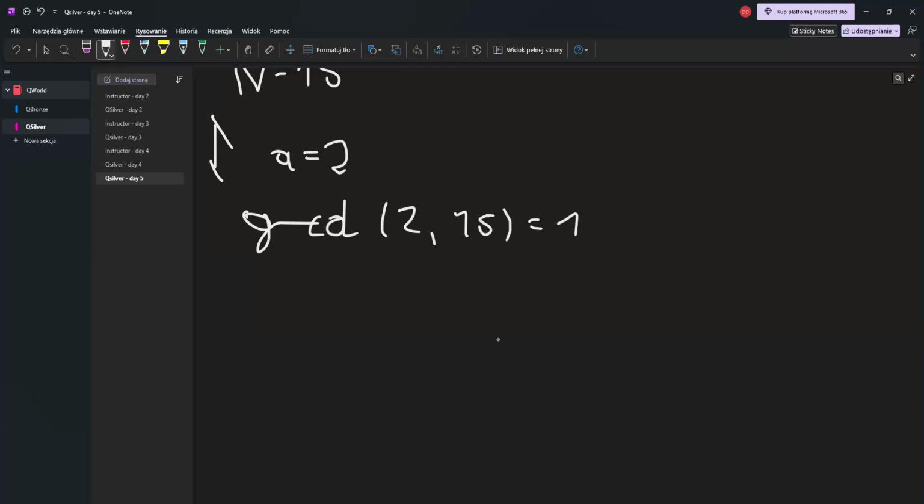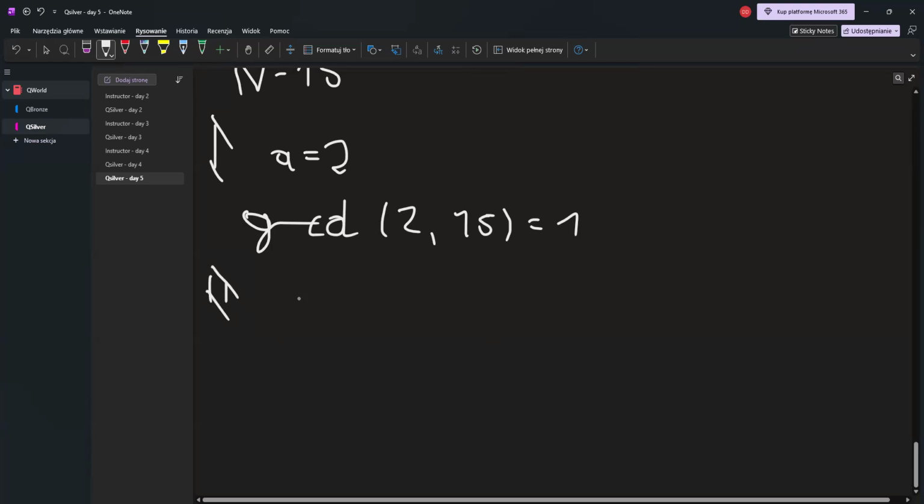Okay, so we calculated the GCD, and then we need to use the order finding algorithm, yes? So we need to find an r that will meet this equation. Of course we will do it by using the order finding algorithm on a quantum computer.